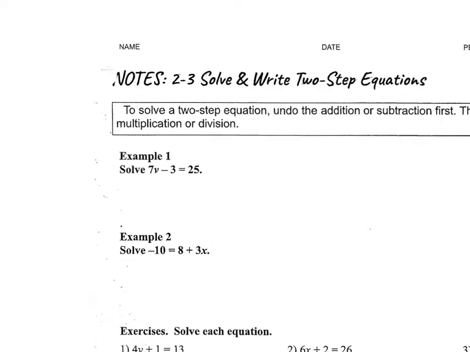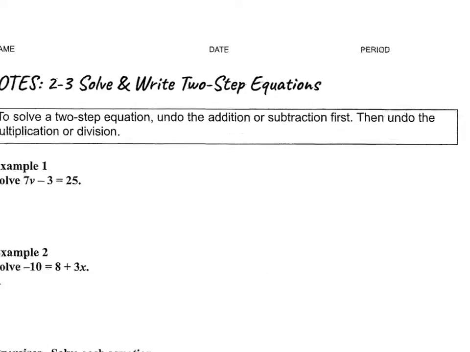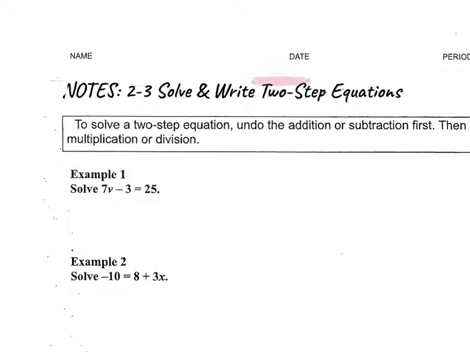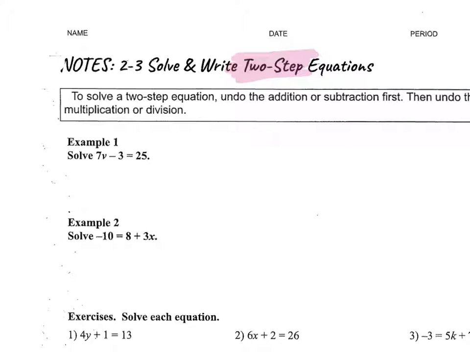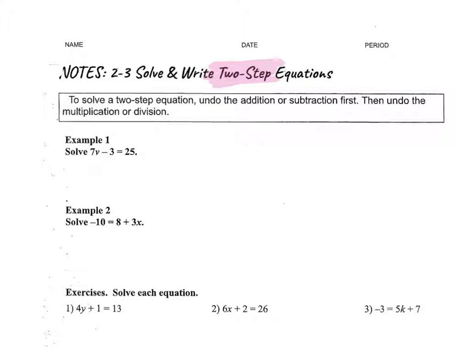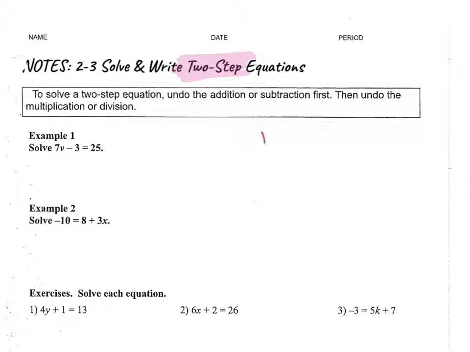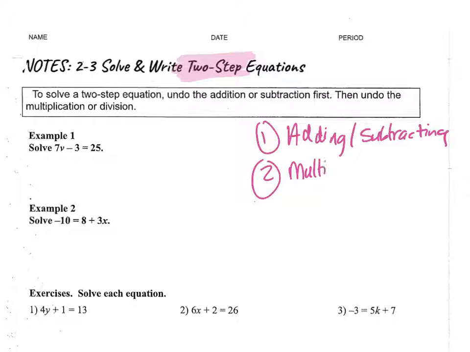So two-step equations. Last week, y'all, we did one step. So we're just adding one more step. You guys have gotten really good at one step, so this shouldn't be a big deal. To solve a two-step equation, undo the addition or subtraction first, and then undo the multiplication or division. So in these two steps, your first step is always going to be adding or subtracting. And your second step is always going to be multiplying or dividing.